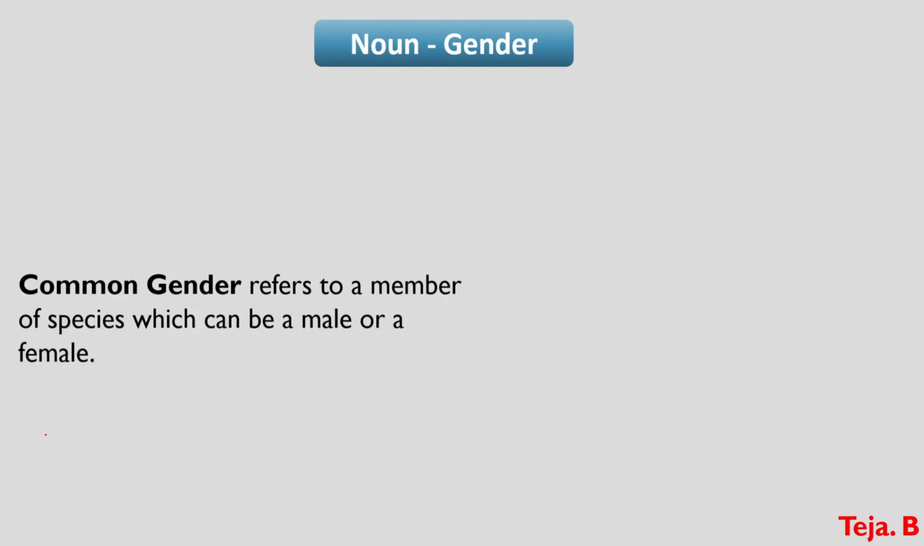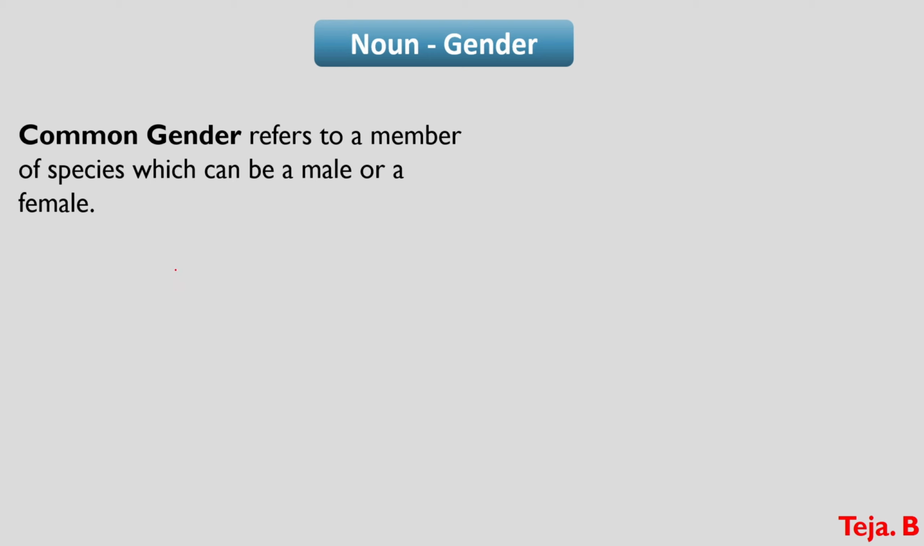We have already discussed masculine gender and feminine gender. Now we are going to discuss common gender. Common gender refers to a member of a species which can be either a male or a female. We cannot decide whether the gender is male or female, but we can apply it either to a man or to a woman. This is what you call common gender.